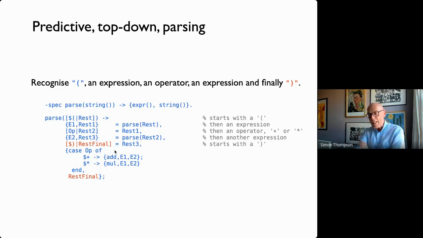And now it's interesting here that the structure of this recursion doesn't bear any relation to the structure of the string. The structure of the recursion mirrors the production rule of the grammar, which says one way of building a complex expression is to have an opening parenthesis, an expression, an operator, another expression, and a closing parenthesis.